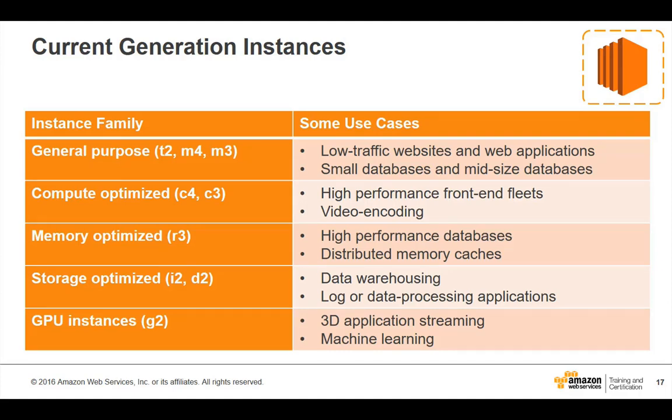This is just a chart showing what I just talked about, pretty much. That different types of machines are good at different things. High memory, 3D application streaming. T2 is great for websites, and even M4s, M3 for legacy.